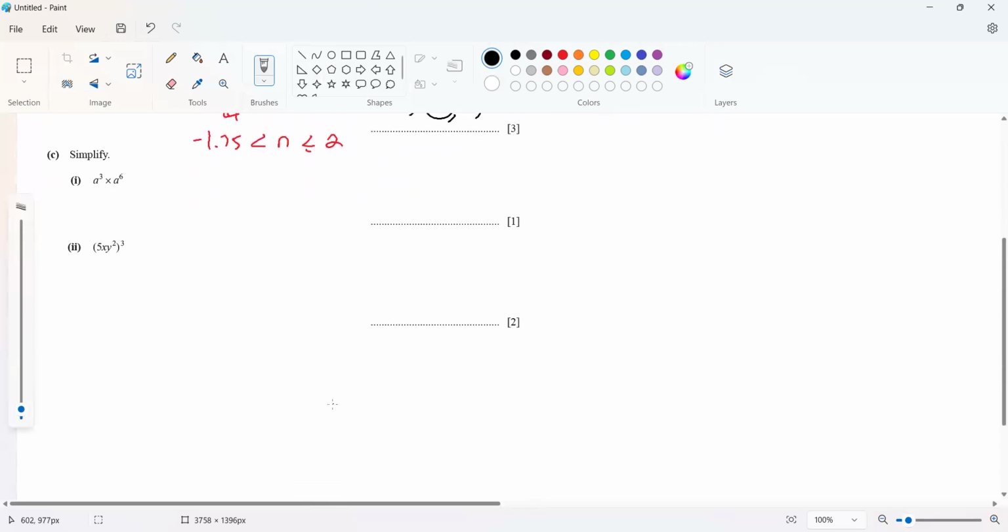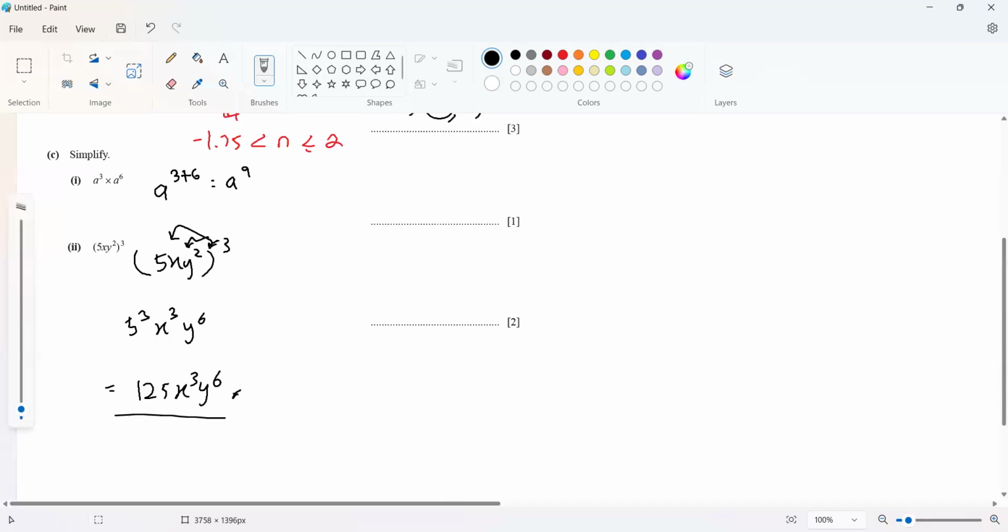So in C part 1, a to the power of 3 times a to the power of 6 is a to the power of 3 plus 6, which is a to the power of 9. Next, 5xy squared, all to the power of 3. So that would be 5 power 3, x power 3, y power 6 as we multiply all of the individual powers together. And then we simplify to 125 x power 3, y to the power of 6. So that's our final answer.